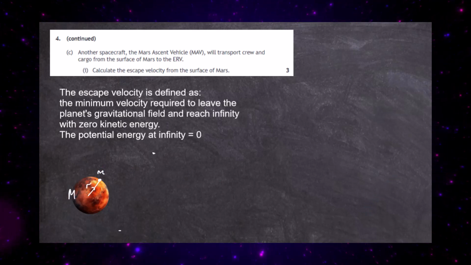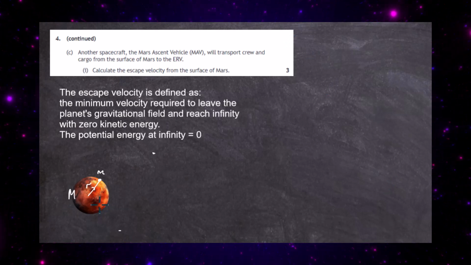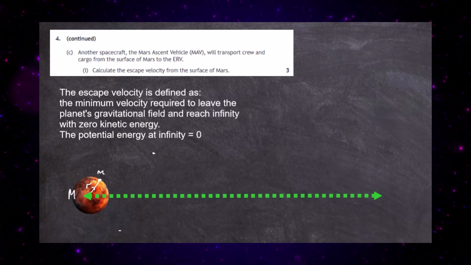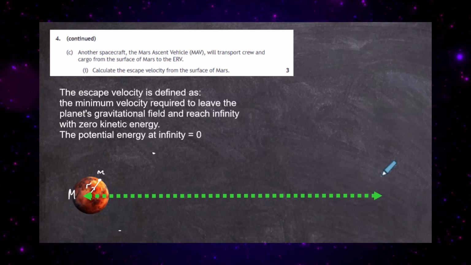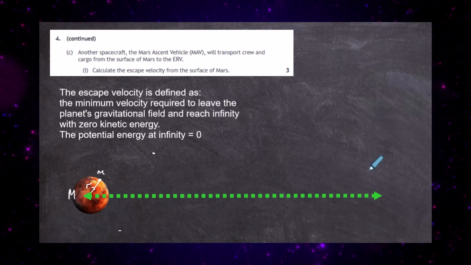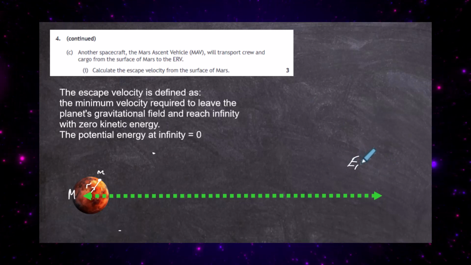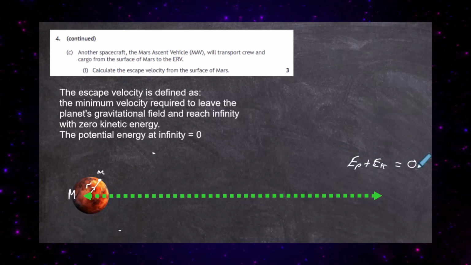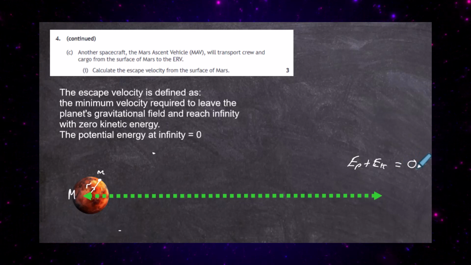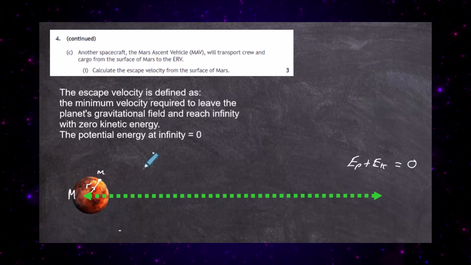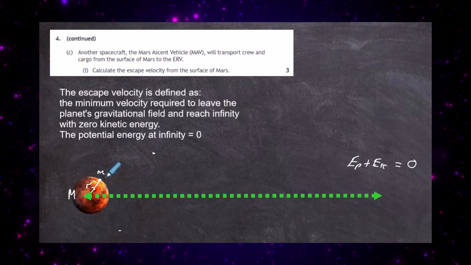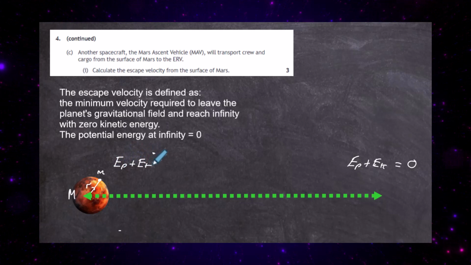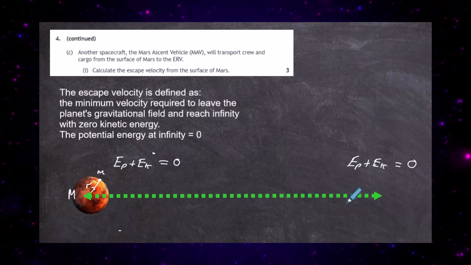Now, if we go and take that object to infinity, let's imagine represented by that line there, then what we can say is that at infinity, there's going to be no kinetic energy, there's going to be no potential energy, so the sum of the potential energy, EP, plus the kinetic energy, EK, will be equal to 0. Now, due to conservation of energy, if we go to the surface of that planet Mars, then the object of small mass m, its potential energy plus its kinetic energy should be exactly the same, equal to 0.